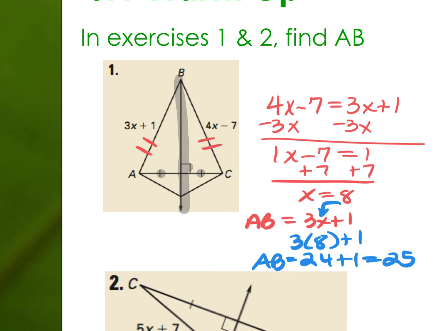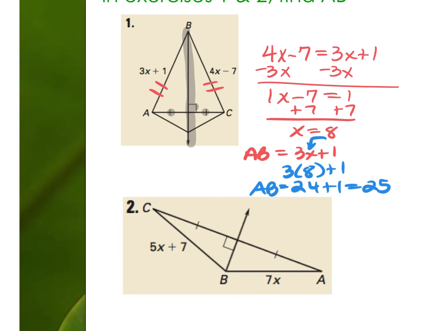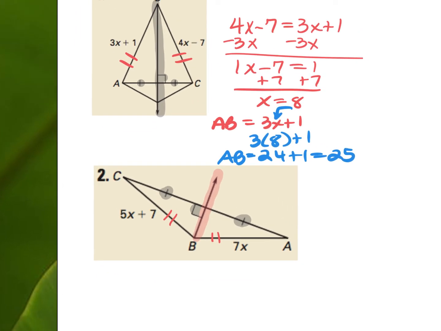I'm going to apply the exact same thing on the next question. Again, notice AC has been bisected. It's got the 2 congruency marks here, and it's got the right angle. So I know that this was a perpendicular bisector. And again, I know that any point on that perpendicular bisector is going to be equidistant from the endpoints, and the endpoints are A and C, of the segment it was bisected. So this makes the 5x plus 7 equal to the 7x. So that'll be my equation that I set up to solve.